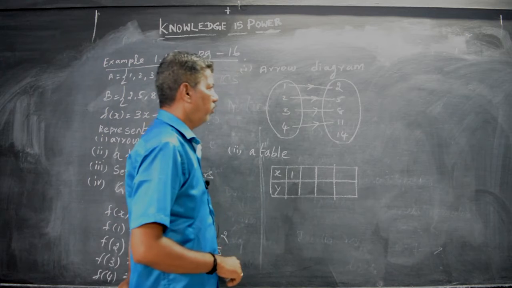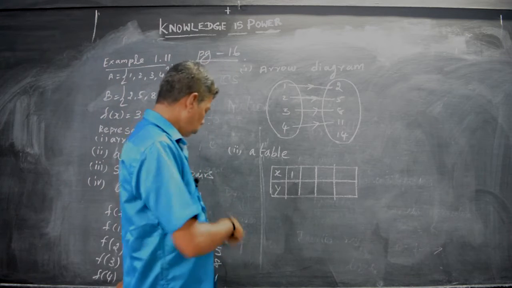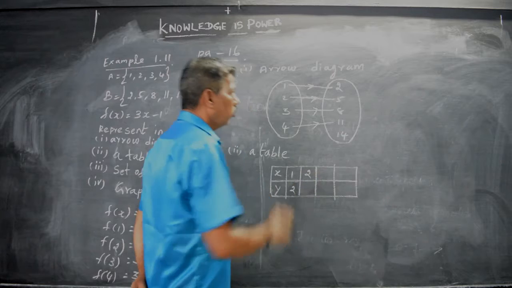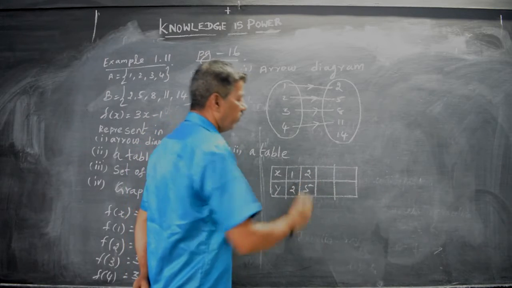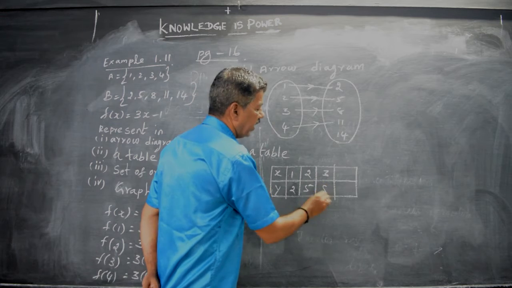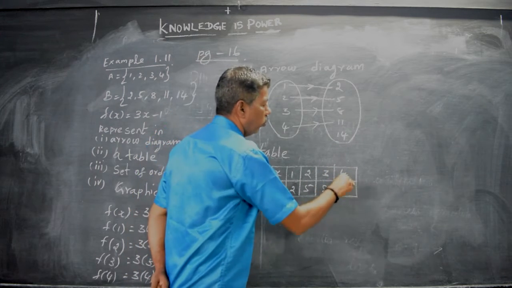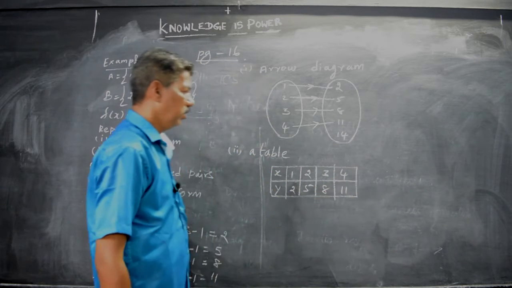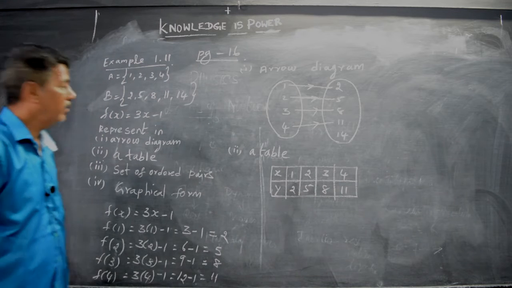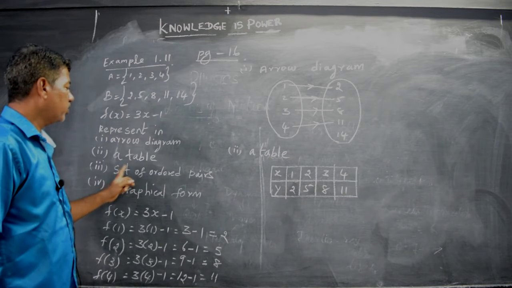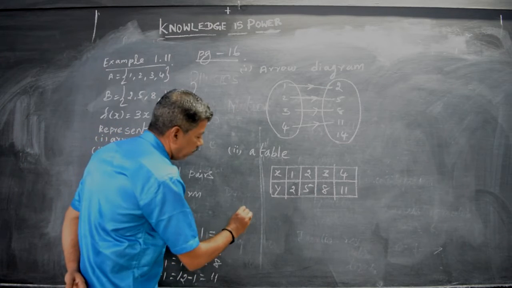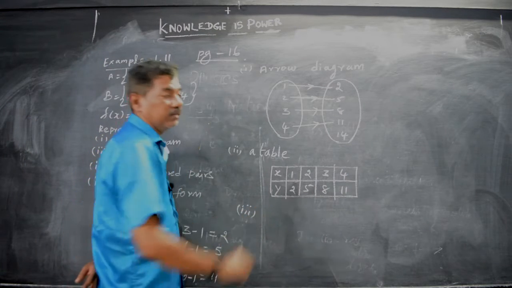If you substitute 1 for x, what is the answer you get? y is 2. If you substitute 2, what is the answer you get there? 5. If you substitute 3, you get 8. If you substitute 4, you get 11. So this is called a table. Is it clear? Third one, set of ordered pairs. Set of ordered pairs, Roman letter 3.